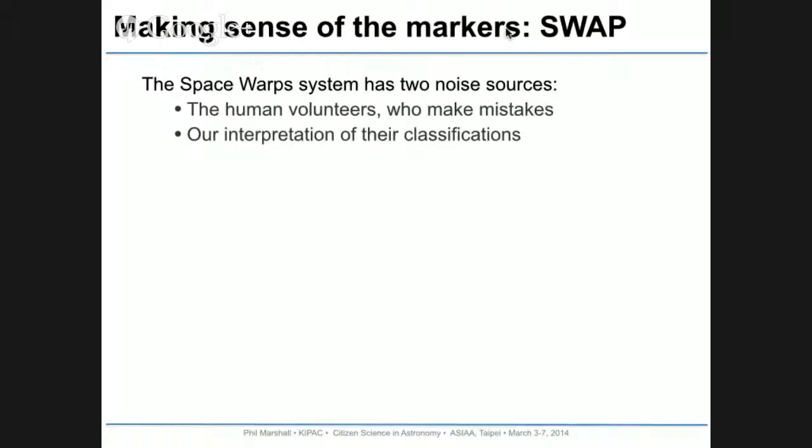Okay, so making sense of the markers that we ask people to place on the lensed features. It's a rare object search, as I said at the beginning, and we're doing the simplest thing that works, which is to treat a mark placed as a yes, I think there's a lens there. And if you don't place a marker, then it means that you don't think there's a lens. So we have two sources of noise. One is the human volunteers who make mistakes, despite their best efforts. And then another source of noise is our interpretation of their classifications. So it's a mixture of those two things, and it's difficult to tease those two apart.